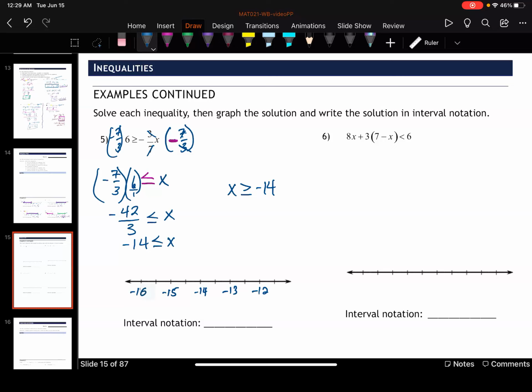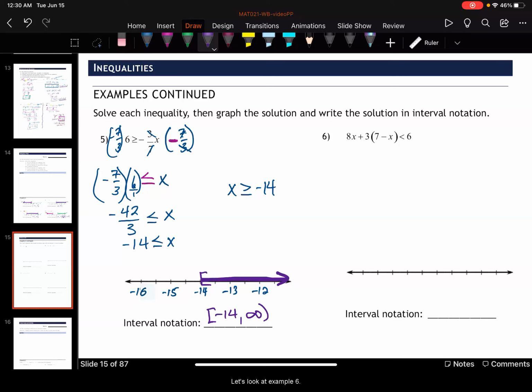Okay. So if x is greater than or equal to negative 14, that means at negative 14 we would go to the right, and we would have a bracket at negative 14. So in interval notation, we would have bracket, negative 14, infinity. Hopefully you can see that if you do your graph first on your number line, it's a little easier to write your interval notation.